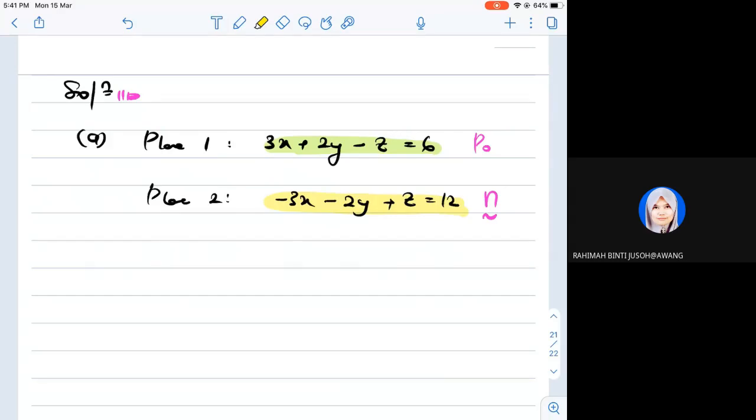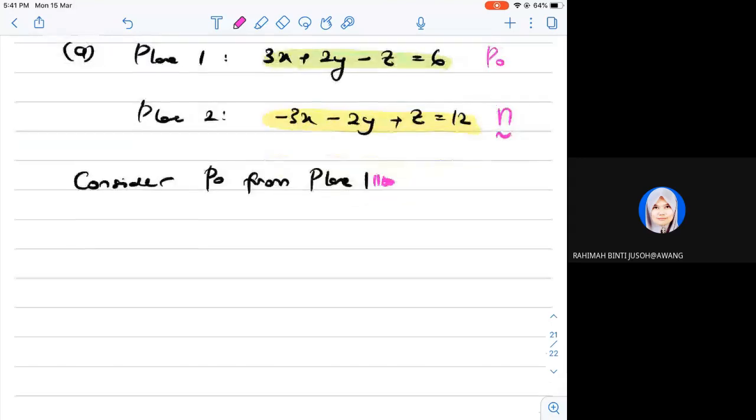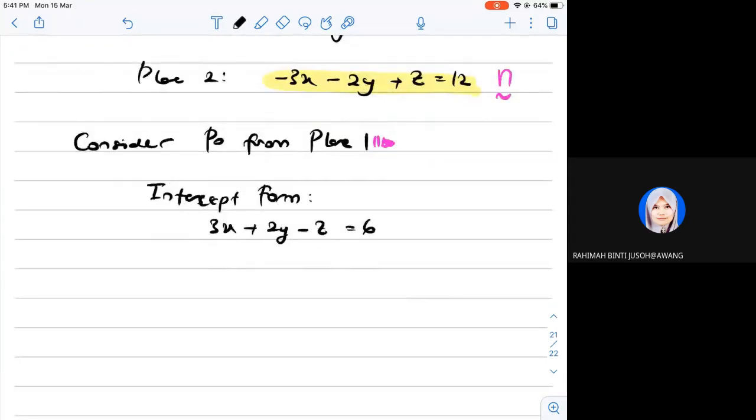Okay, let's say now we want to consider P0 from plane 1. Macam mana nak cari titik P0 daripada plane 1 ni guys? Okay, the easiest way is by using the intercept form. Kita ada 3x plus 2y minus z equals 6. So divide everything by 6. We will have x over 2 plus y over 3 minus z over 6 equals 1.